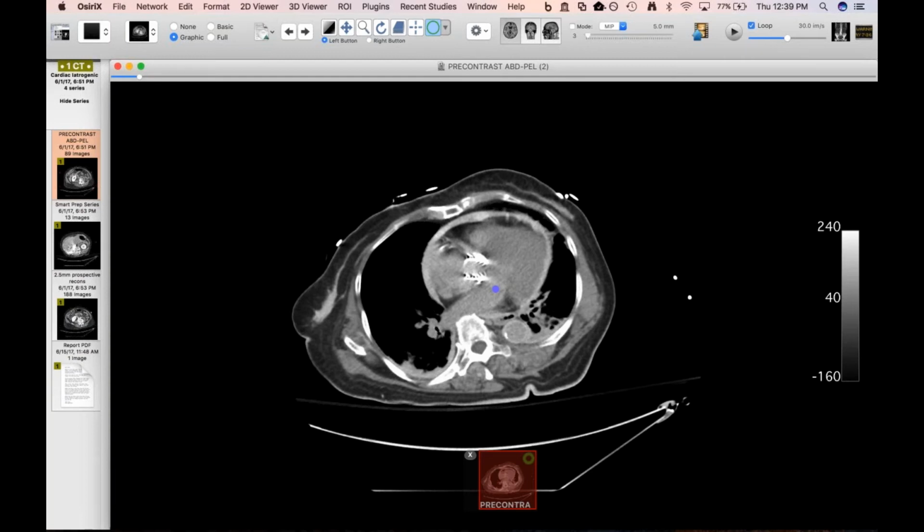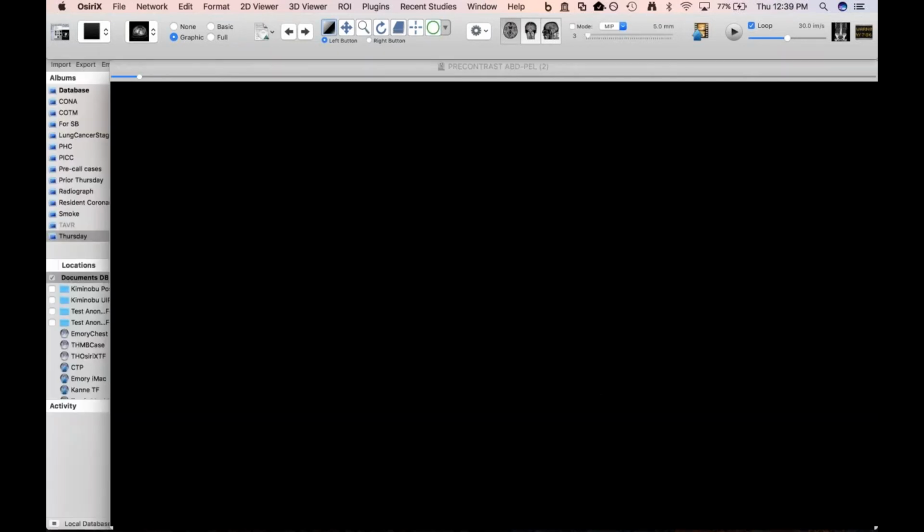Art, Brent, Nick, any other thoughts? No, we were just thinking it definitely looks like contrast, so presumably somehow contrast got in there. Yeah.